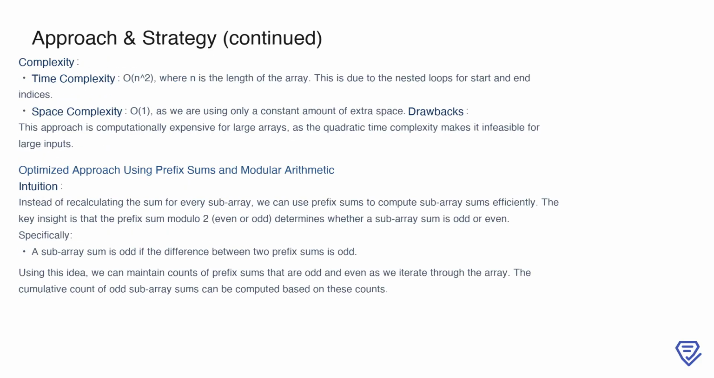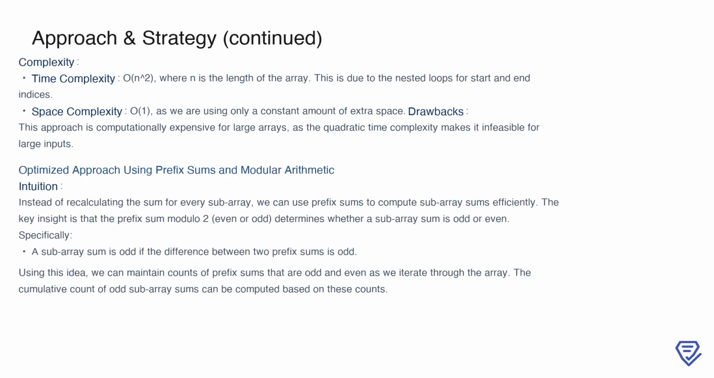Analyzing the complexity of the brute force approach, we see that it has a time complexity of n squared, where n is the length of the array. This is because of the nested loops required to compute sums for all possible subarrays. In terms of space, this approach is efficient, using only O(1) additional space since we don't store any intermediate data structures. However, the drawback is clear: the quadratic time complexity makes it impractical for large arrays, as the number of computations grows too quickly. To address this, we turn to an optimized solution using prefix sums and modular arithmetic.